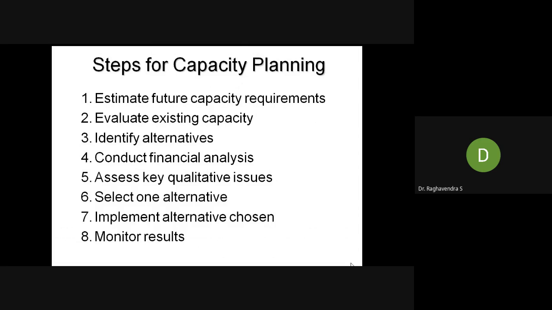Conducting financial analysis is very important for any organization. You should have the financial analysis, otherwise simply producing and selling will not work. We should have some targets that we should reach, a certain set of goals. All this comes into the financial analysis.